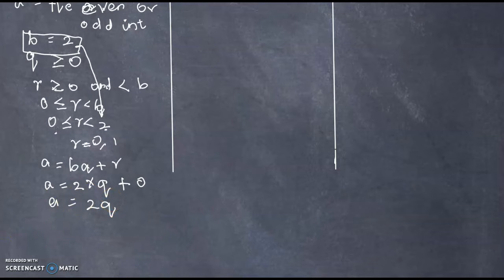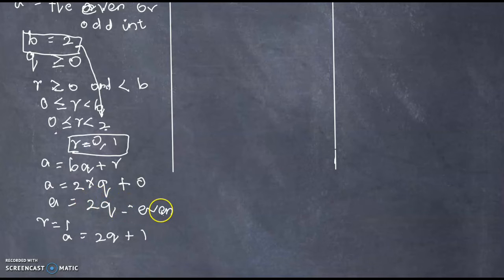If we substitute r as 0, we get this equation. If we substitute r as 1, then a equals 2q plus 1. Any number multiplied by 2 gives an even number. So for an even integer, a is equal to 2q, and for r equal to 1, a equals 2q plus 1.